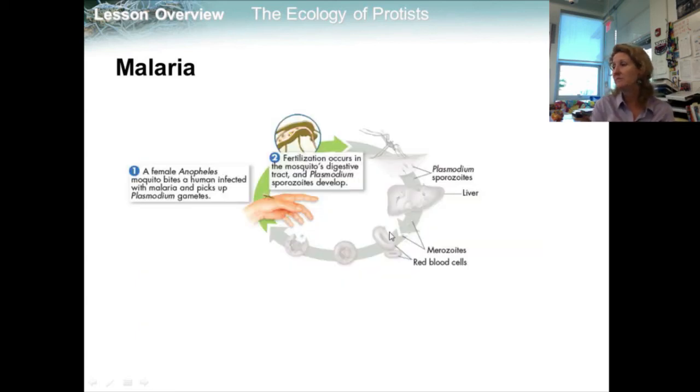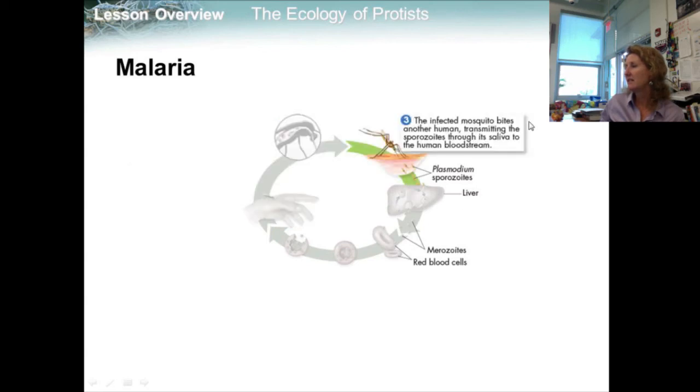First, a female mosquito bites a human infected with malaria and picks up the Plasmodium gametes. Fertilization occurs in the mosquito's digestive tract, and the Plasmodium sporozoites develop. The infected mosquito bites another human, transmitting the sporozoites through its saliva to the human bloodstream.